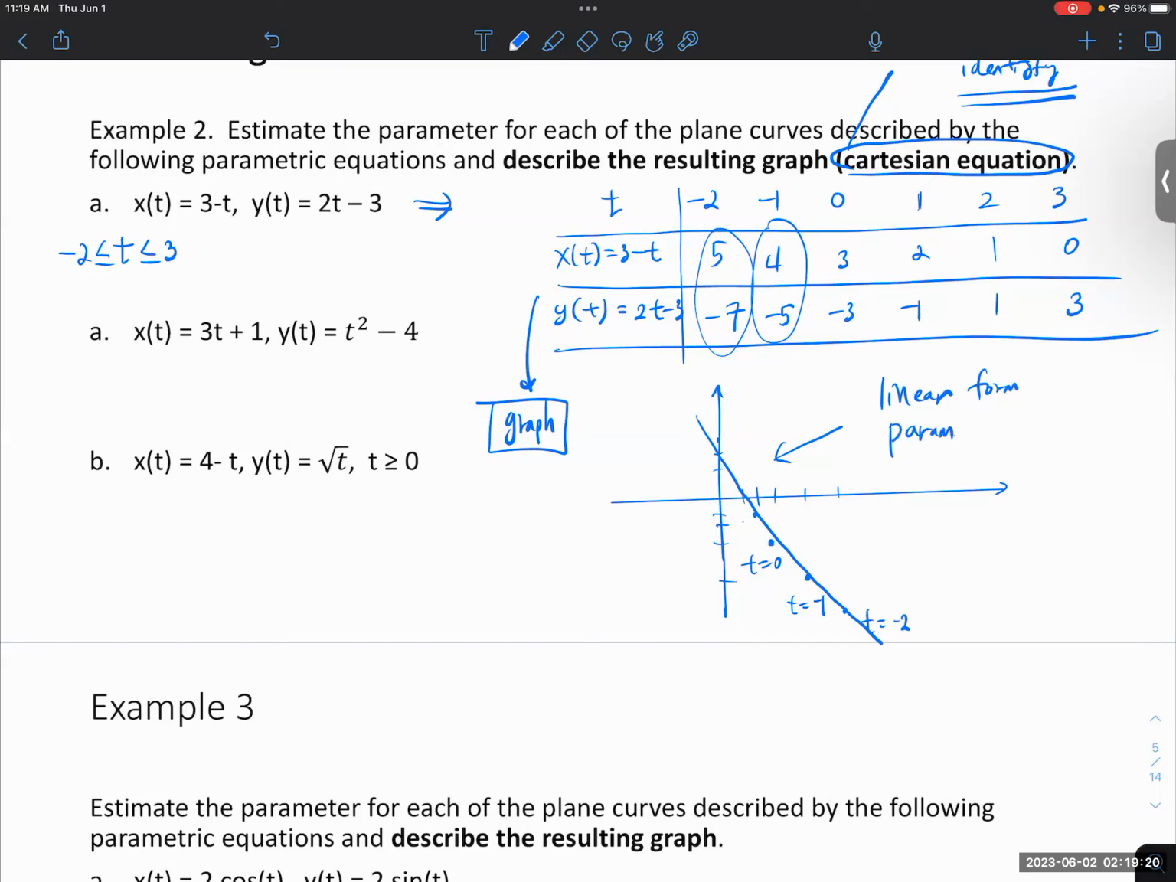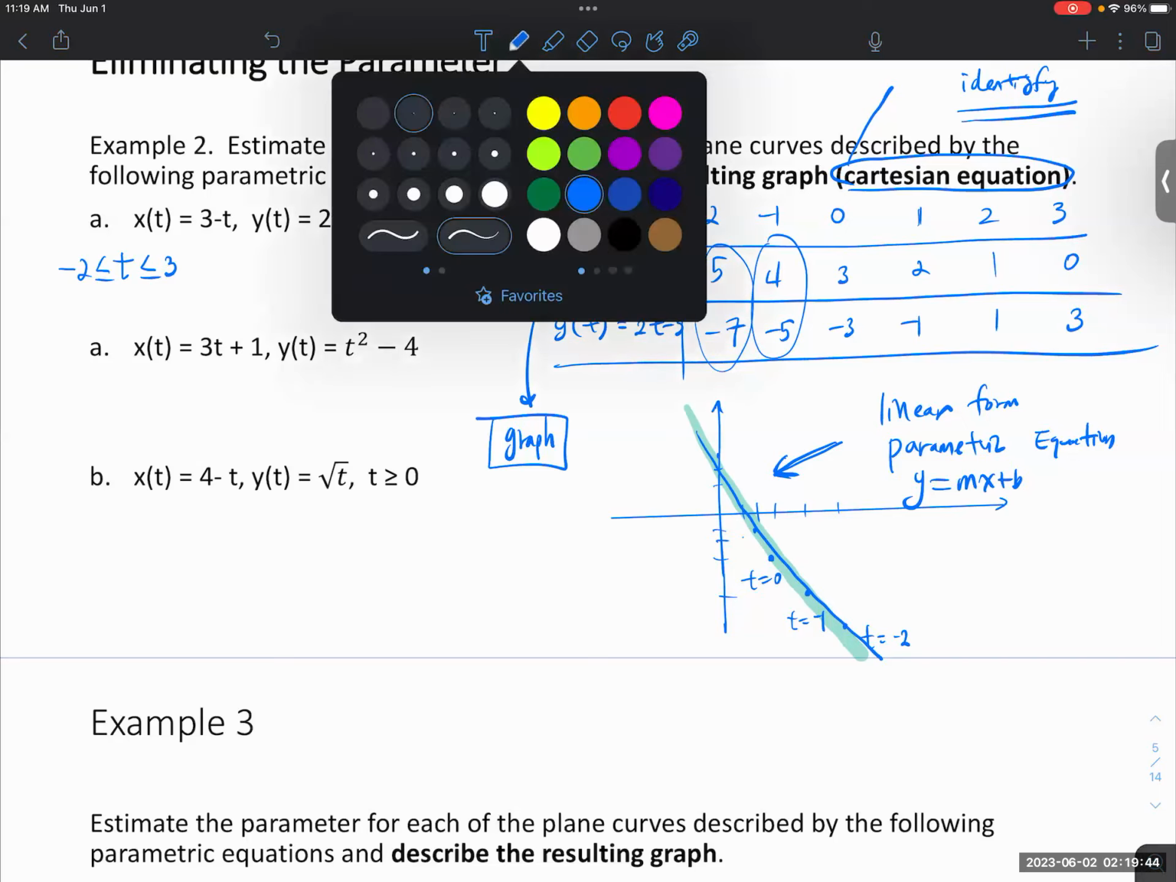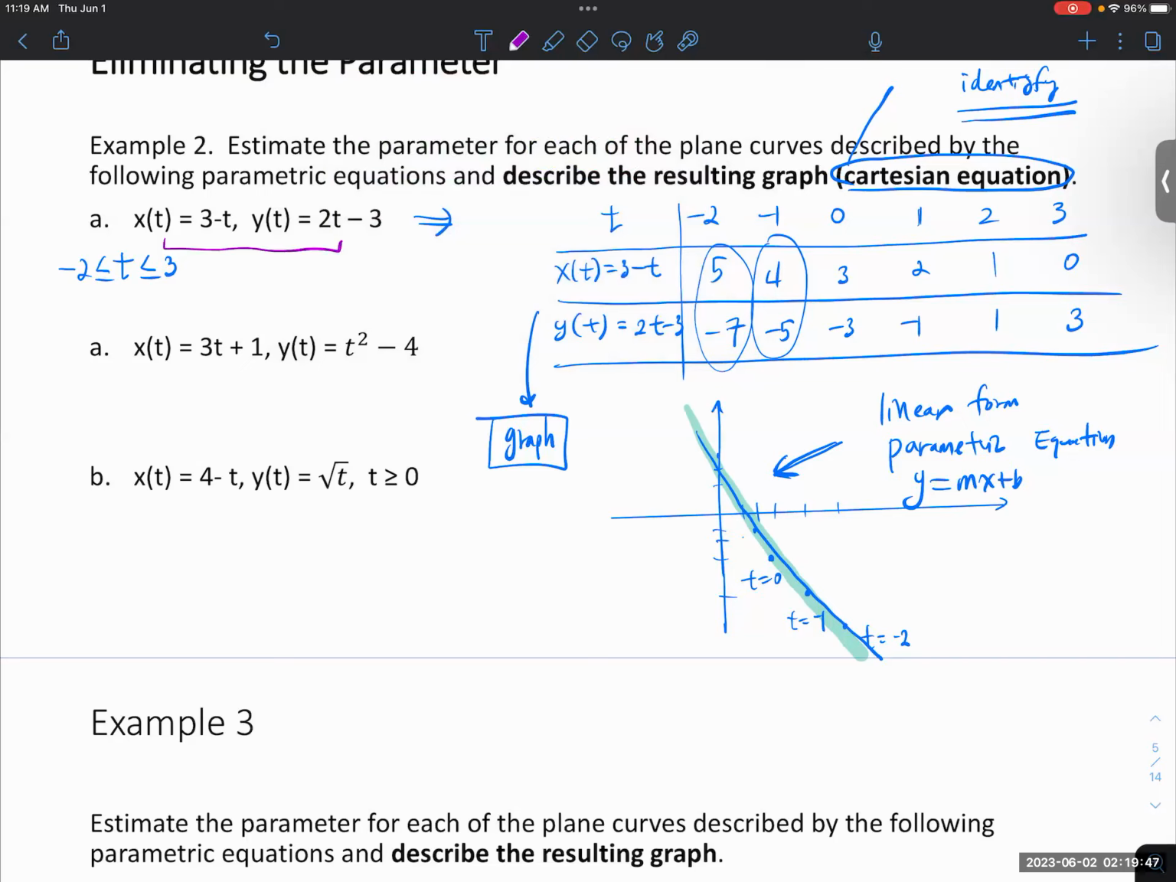And then I want to find out the specific equation of it. Since it's linear, it'll be y equal to mx plus b. I want to find the equation of this linear graph. How to do that, right? There are a couple of methods, but I'm going to show you the simplest method that the textbook introduced. You are going to use the two given functions. So x equal to 3 minus t, and the second function is y equal to 2t minus 3.